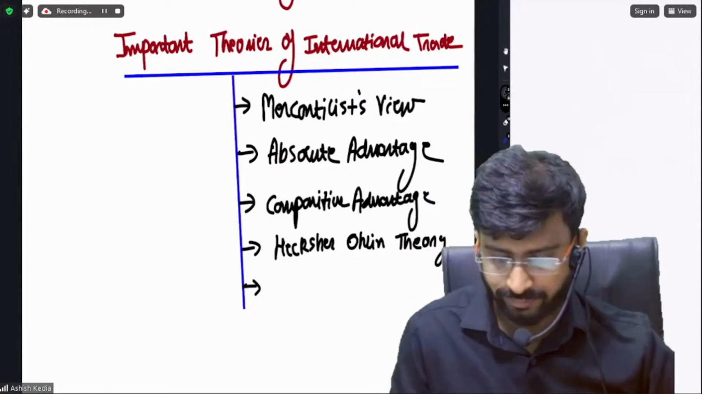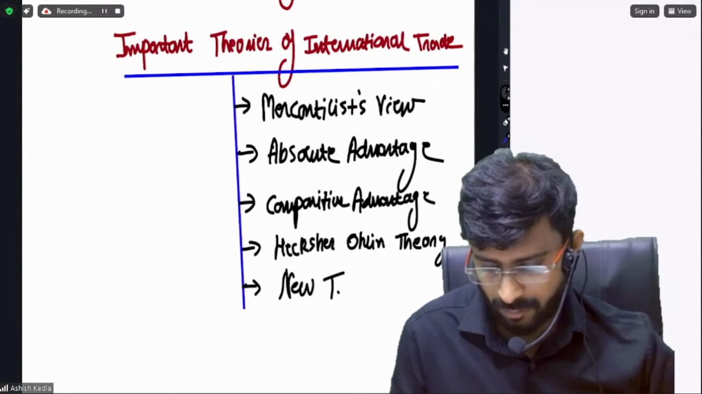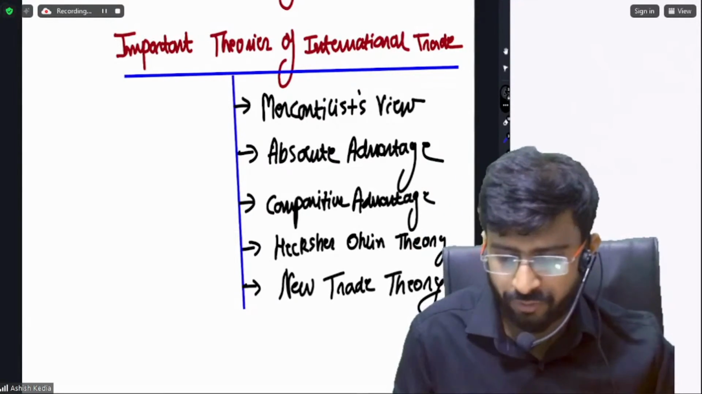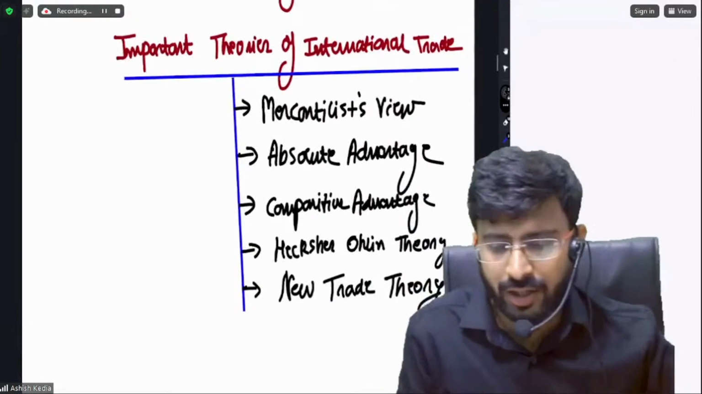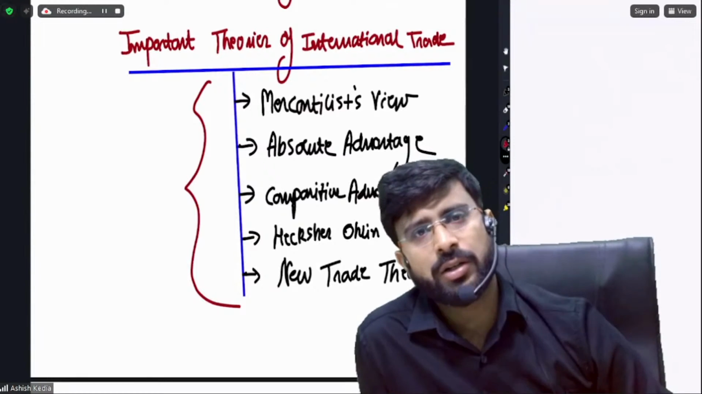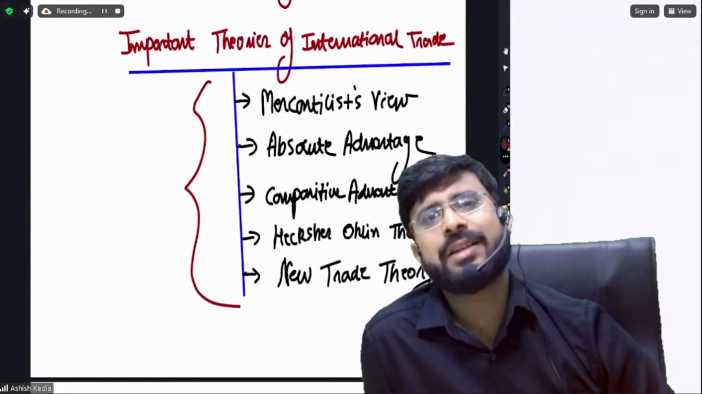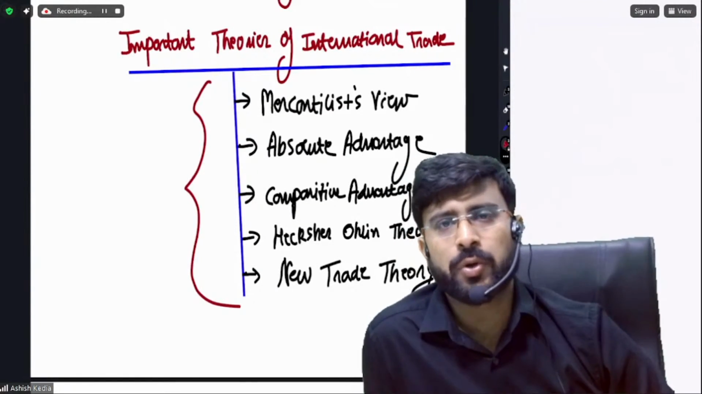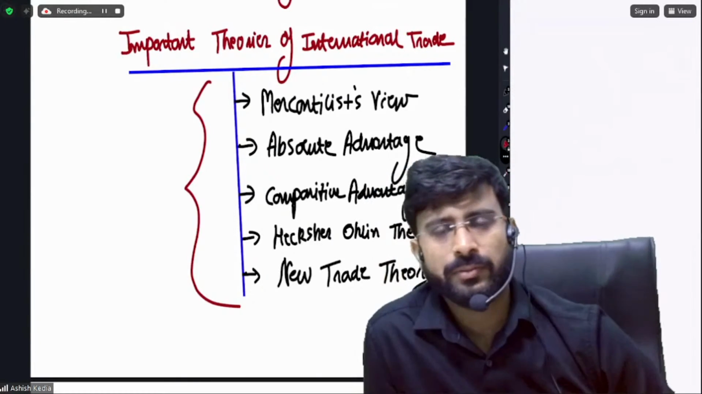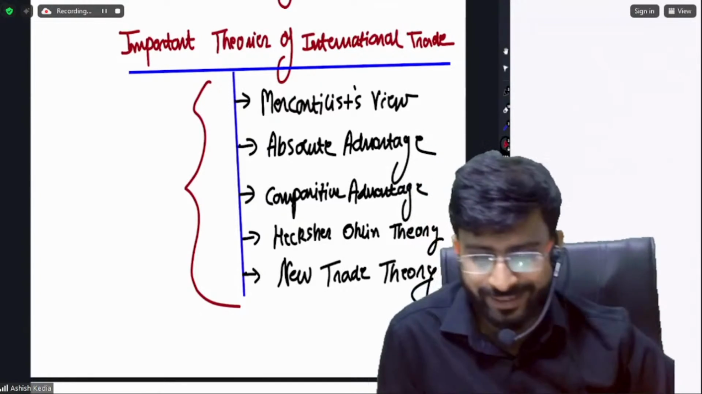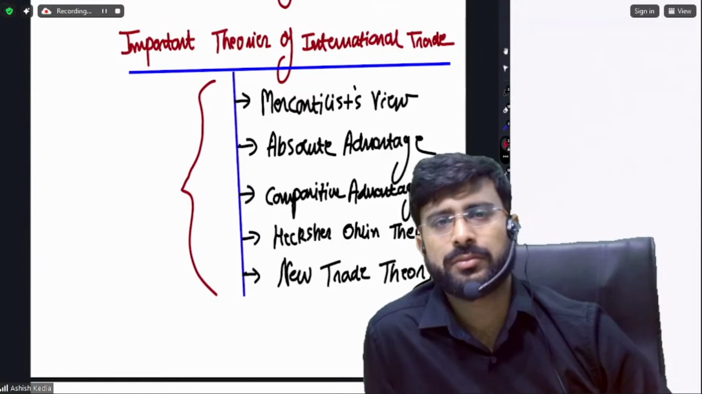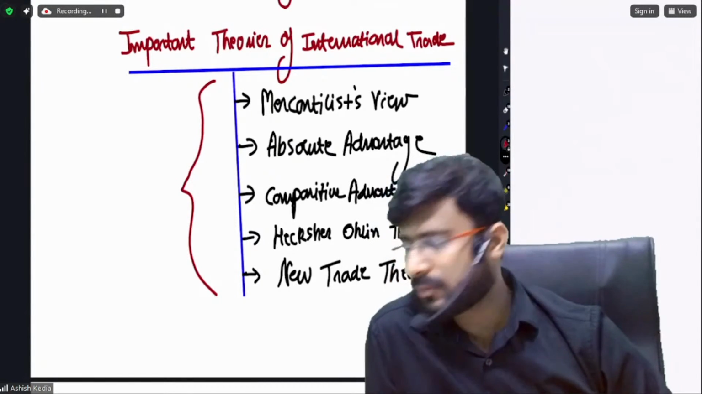New trade theory. These are mainly the 5 theories that we have in our curriculum, which we will discuss one by one, and we will write some bullet points on it, at least the important ones, and then we will gradually move on to the MCQ portion of institute material. That we will do, of course. First, just confirm. Shall we start, friends? Okay, let's go.